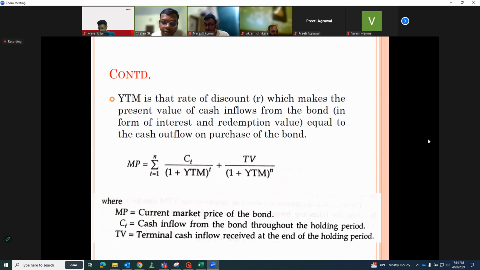component in the RHS. The second component is the terminal value, which is also called the redemption value, divided by (1 plus YTM) whole raised to N. So your current market price should be equated with these two components. That particular rate gives you the YTM. Is it clear, everybody? Understood? That particular rate is actually called YTM.